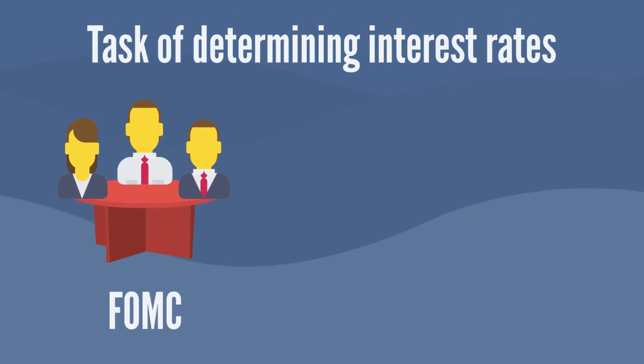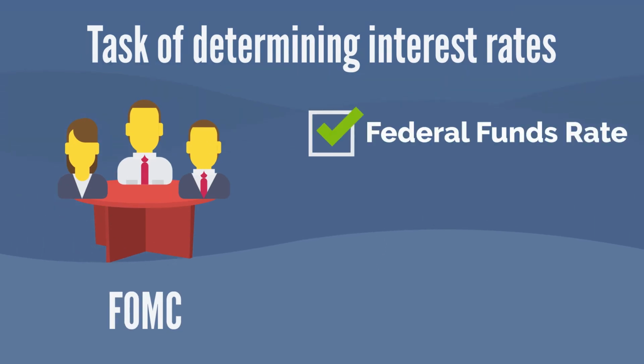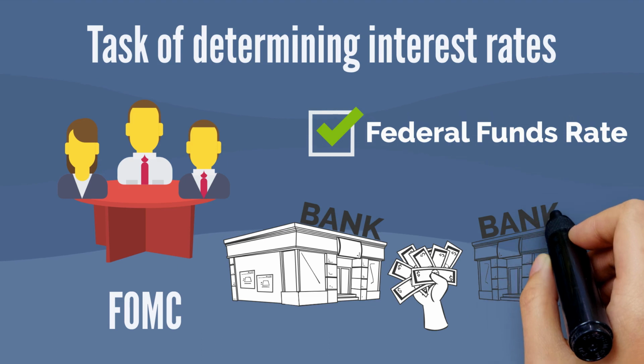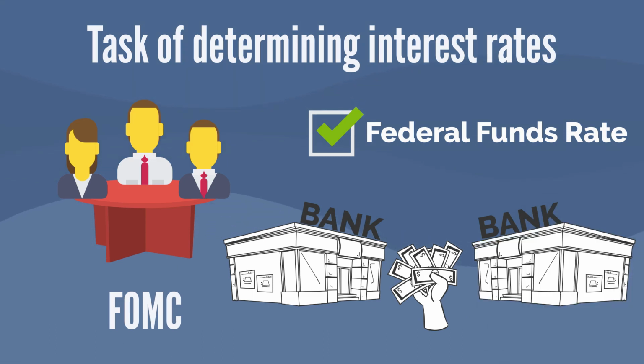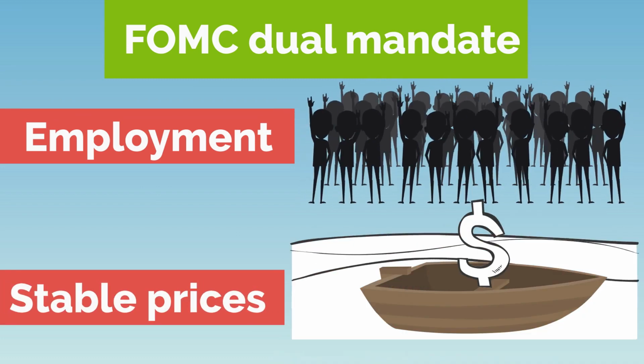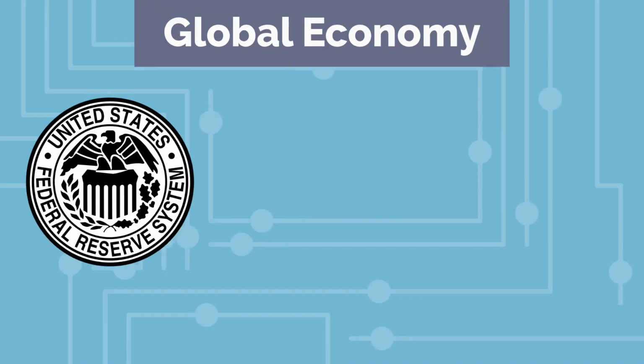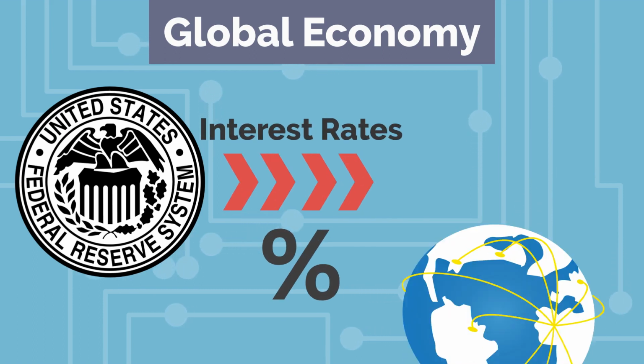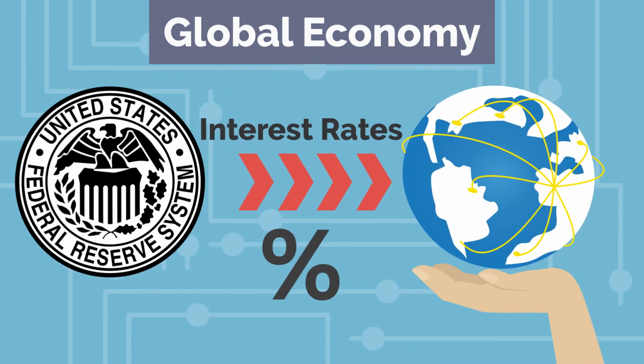Conversely, the main responsibility of the FOMC is to set the target range for the federal funds rate, which is the interest rate at which commercial banks lend money to each other for less than a day. The FOMC uses changes in the federal funds rate to achieve its dual mandate of promoting maximum employment and stable prices. Now let's see how the changes in the Fed's interest rate policy impact the global economy.